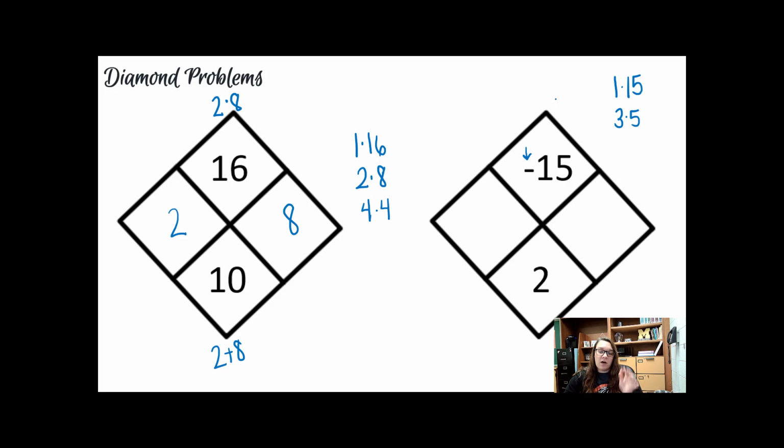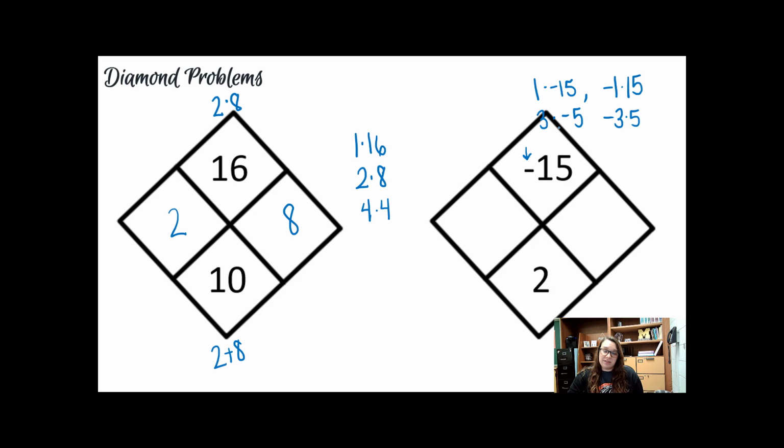But we have to be careful now. Let's remember the negative. Technically, 1 times 15 is not negative 15. I'd have to have negative 1 times positive 15, or I'd have to have 1 times negative 15. So here's a couple of things on our list. And also technically 3 times 5 is not negative 15, it's positive 15. So really I'd need negative 3 times positive 5, or I'd need 3 times negative 5.